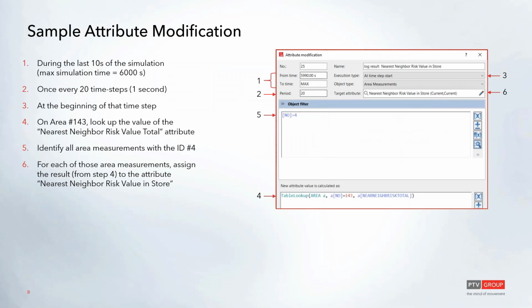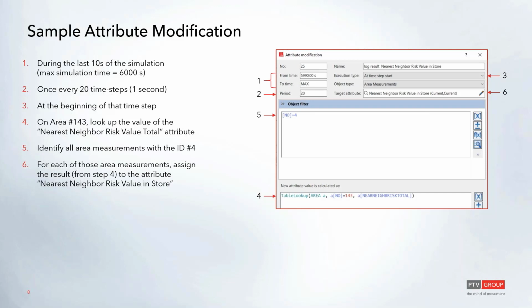The way I like to read this is you just start by reading the time, and then you move down sequentially. So for example, in this example, we'll read this as during the last 10 seconds of the simulation, and we can see 5990 to max, which is a 6,000 second simulation. And then we'll run every 20 time steps, which in this case is every 1 second.